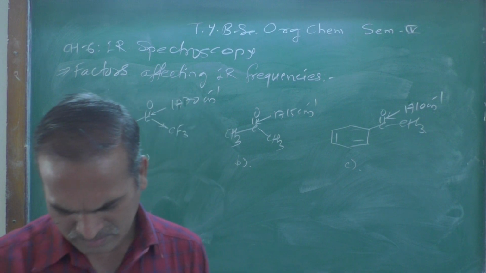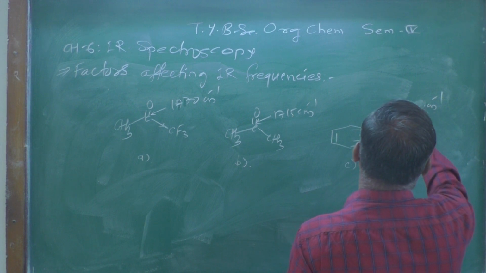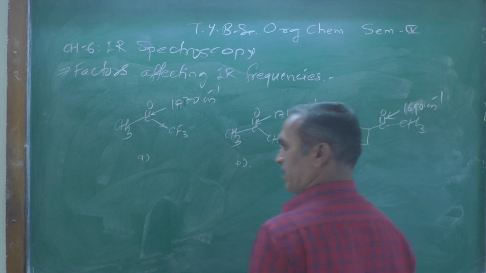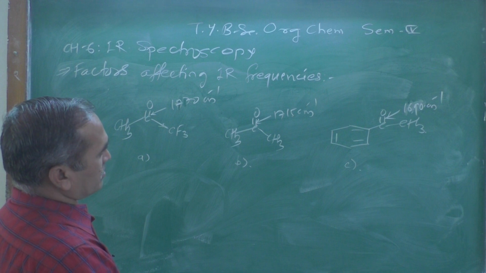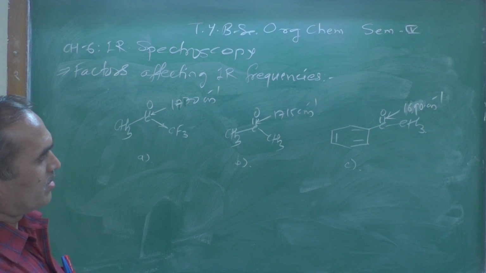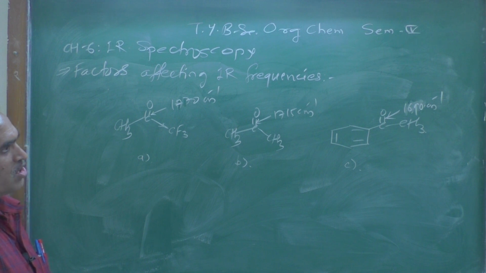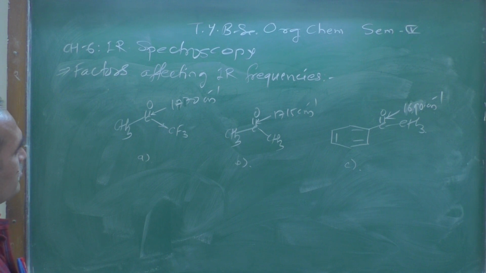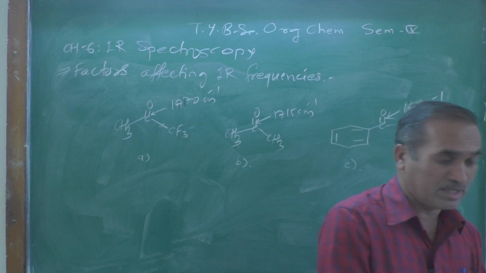Why do these peaks appear around these values? Let us see, here it is nearly 1619 per centimeter. Why does this happen? The carbonyl group is common in all three structures, but why are they producing different IR frequencies or stretching frequencies? One appears around 1770 per centimeter, one at 1715 per centimeter, and one around 1619 per centimeter.